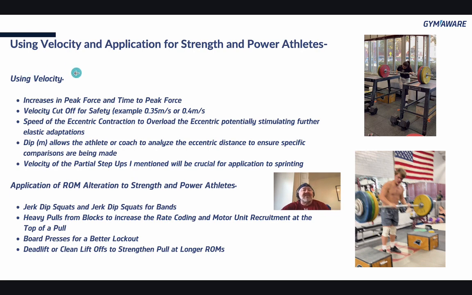So the way we use velocity, you're going to look at increases in peak force and time to peak force. That's very important. You can maybe increase your ability to produce force, but if it's slow to get there, it's no bueno. So, a velocity cutoff for safety. When doing your heavy partials, say for example, stay above 0.35 or above 0.4 meters per second, whether you're doing full range of motion or half. It just gives you parameters to keep your athletes safe.